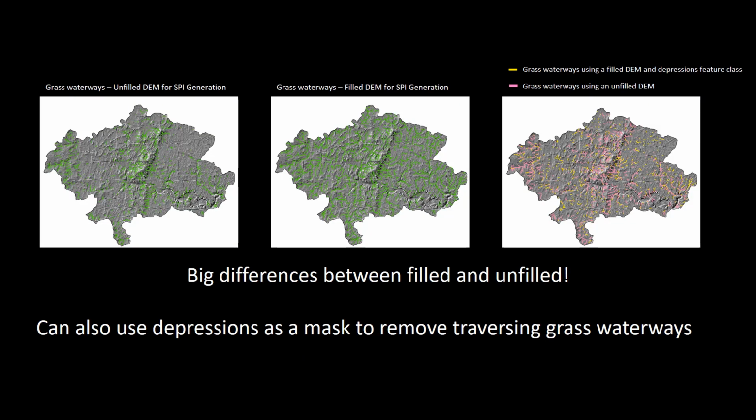Briefly, I just want to show the difference in results of the grass waterways tool when using a filled DEM to derive these terrain attributes compared to when you use an unfilled DEM. In this particular watershed, there are many depressions, so using the unfilled DEM automatically reduces the amount of grass waterways because the stream power values will be much lower within that grid compared to when using a filled DEM.